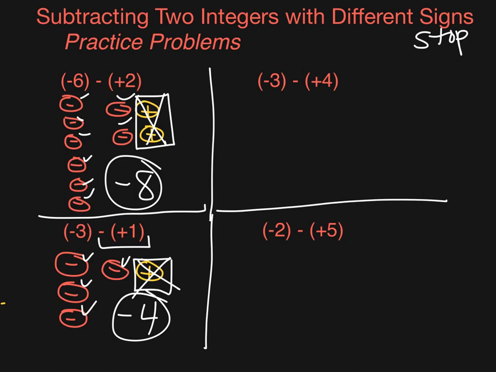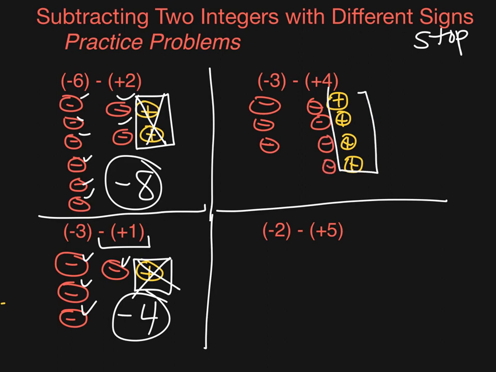Our next problem over here, we've got -3, take away +4. So I've got 1, 2, 3 negative chips. I want to take away 4 positives, so here's them, 1, 2, 3, 4, but don't forget I can only add in zeros, so I need to put a negative chip for every positive one I put in. I can now go ahead and take away these 4, and I'm left with 1, 2, 3, 4, 5, 6, 7 negative chips. My answer is -7.